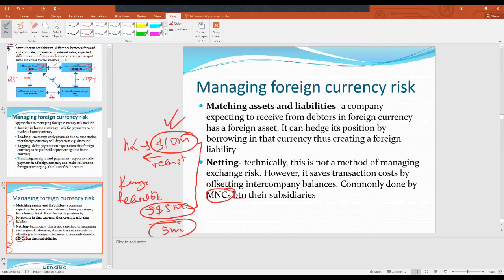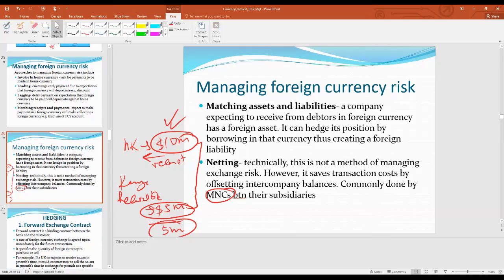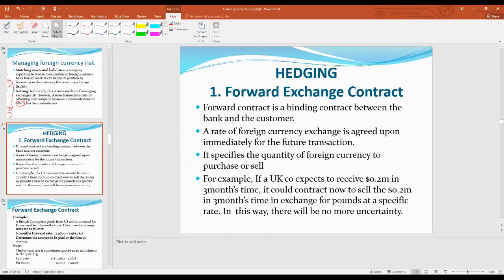So those are some of the ways that you can use to manage your foreign currency risk. Now, I don't want to introduce the hedging techniques today. So the next time we meet, we discuss the hedging techniques we can use to manage your foreign currency risk. Next time we meet, we start off by discussing the hedging techniques.